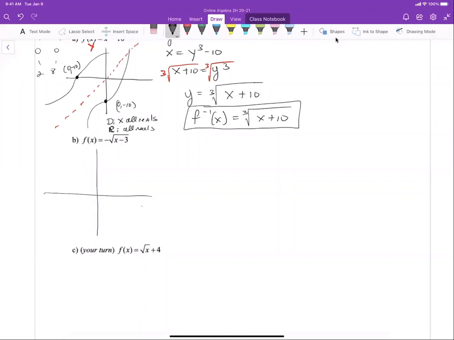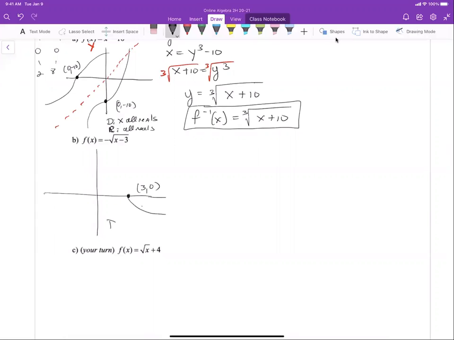I have f of x is equal to the negative of the square root of x minus 3. Well, what does that look like? It's a square root function that has been shifted over right and reflected across the x-axis. So it looks something like this. This starts at (3, 0).